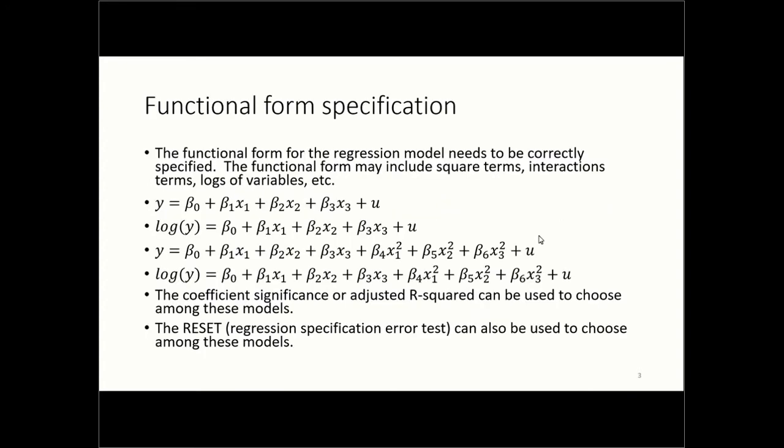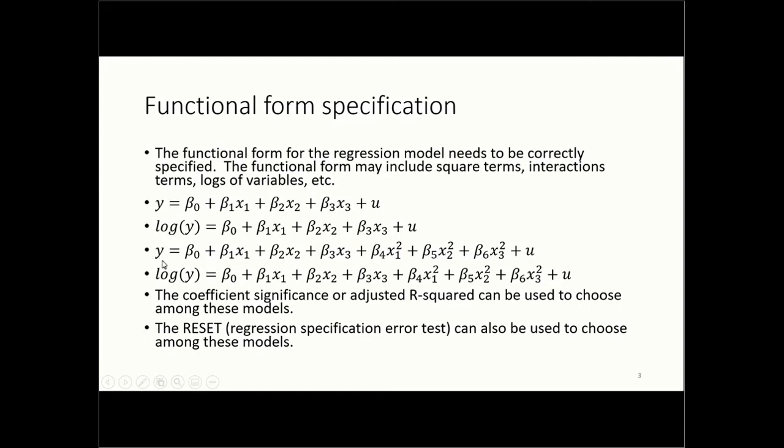So let's talk about functional form specification. The functional form for a regression model needs to be correctly specified. The functional form may include square terms or interaction terms, log of variables, and so forth. Let's suppose here we have four different types of models. The first one is just a model in levels of y regressed on x1, x2, and x3. The second one is log of y regressed on these same three independent variables.